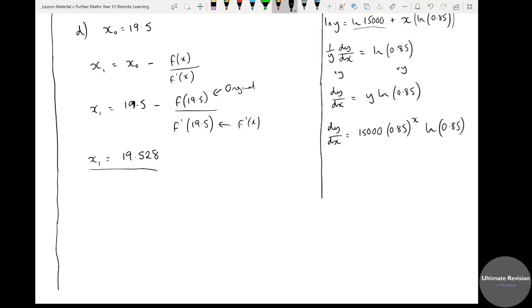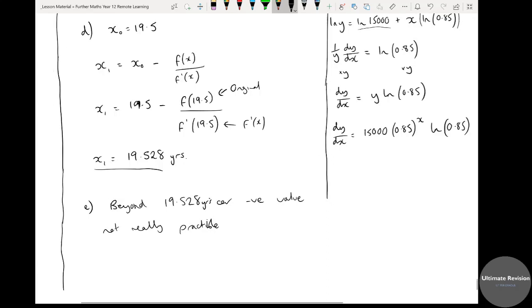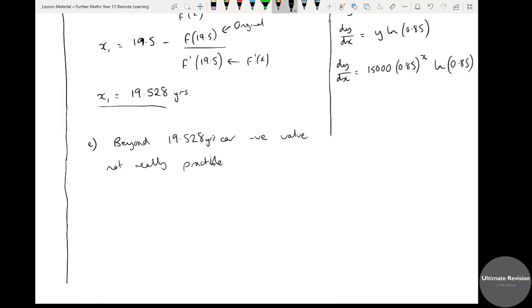Right, so in context that means anything more than that, that's when the car is worth nothing. So it then says criticise the model. What are the practicalities of this model? Well, I suppose beyond 19.528, the car will have negative value, which is not really practical.